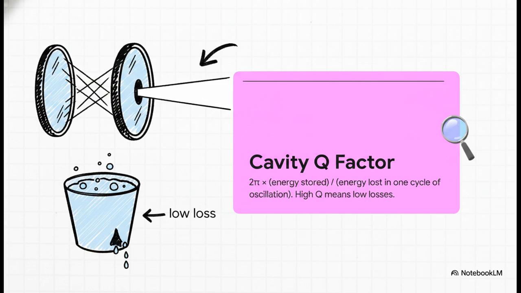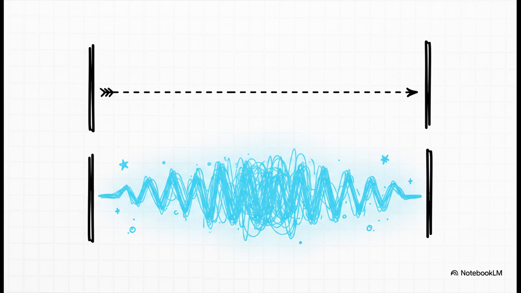But here's the catch. It can't be perfectly sealed. A tiny, precisely calculated bit of light has to leak out through one of the mirrors. And that intentional leak, that's our actual laser beam. Because of this high Q factor, something pretty incredible happens to the light trapped inside.